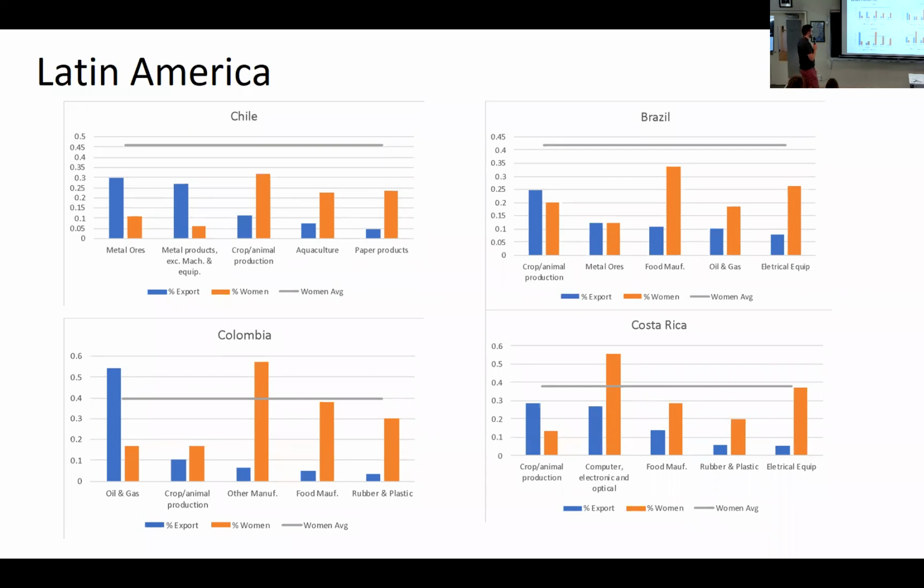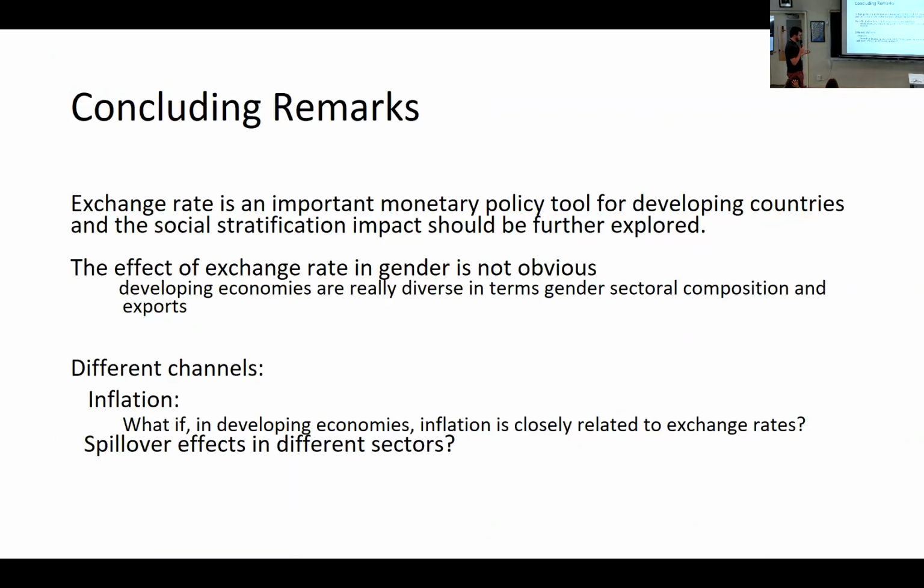This tells a cautionary tale about associations between growth regimes, export-led growth in this case, and the consequences for gender employment. Some concluding remarks: first, especially when we talk about developing countries, we have to take into account the exchange rate, which has particular consequences for the gender dynamics in the economy. The second lesson is that the effect is not obvious. It depends on the specificity of the country and its sectoral dynamics, and we have to take a closer look to understand this.